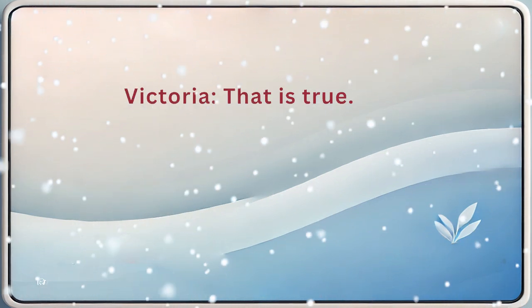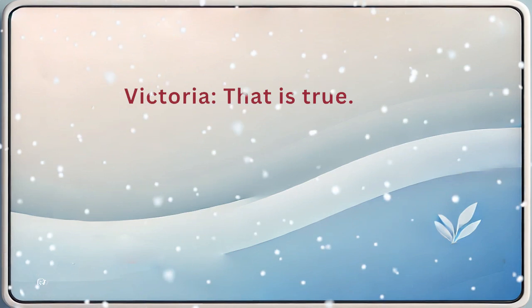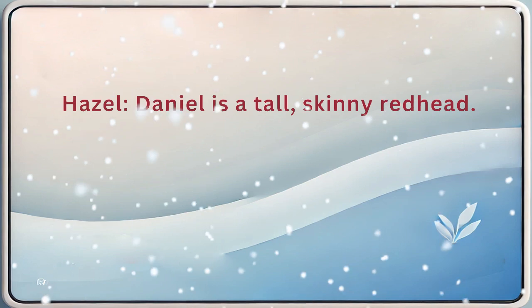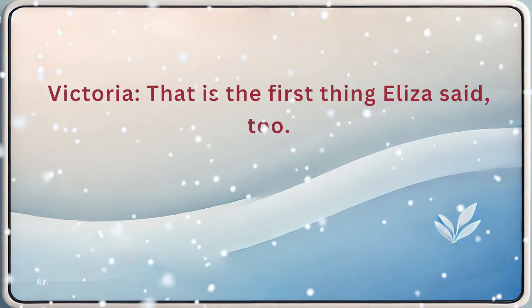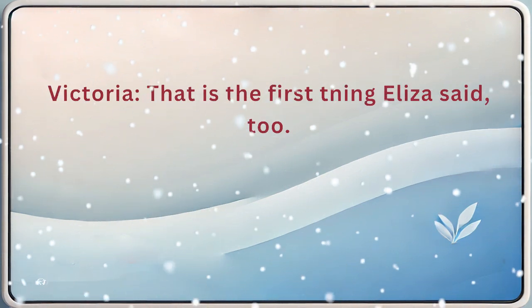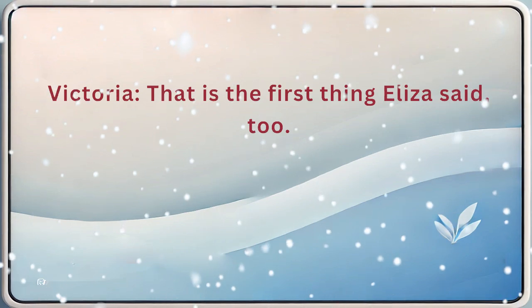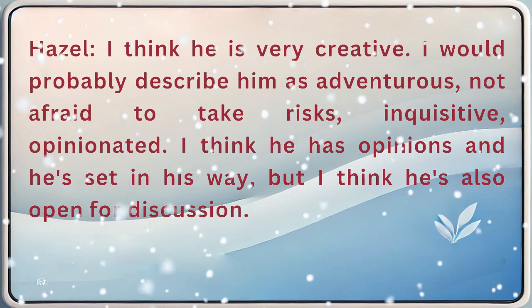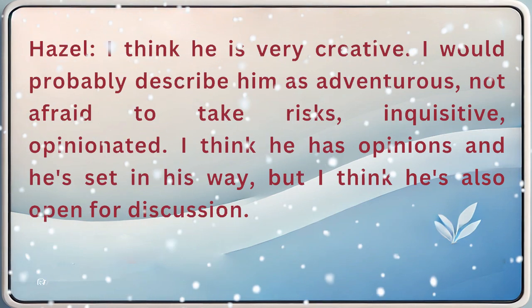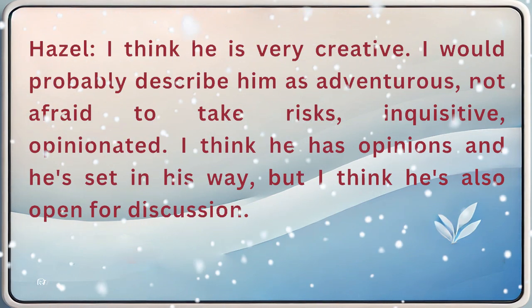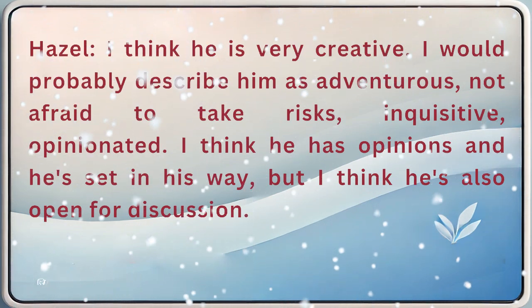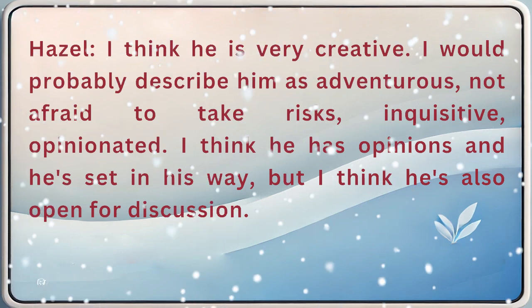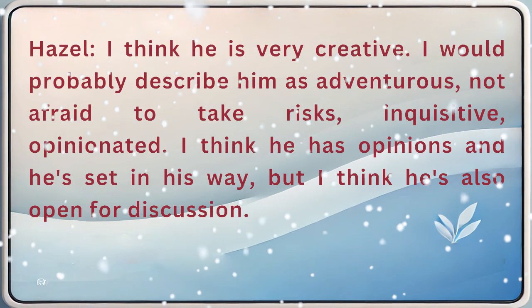Victoria: That is true. Hazel: Daniel is a tall, skinny redhead. Victoria: That is the first thing Eliza said too. Hazel: I think he is very creative. I would probably describe him as adventurous, not afraid to take risks, inquisitive, opinionated. I think he has opinions and he's set in his ways, but I think he's also open for discussion.